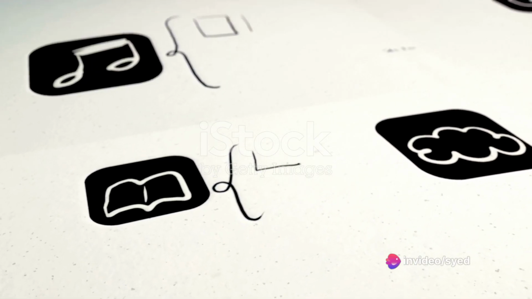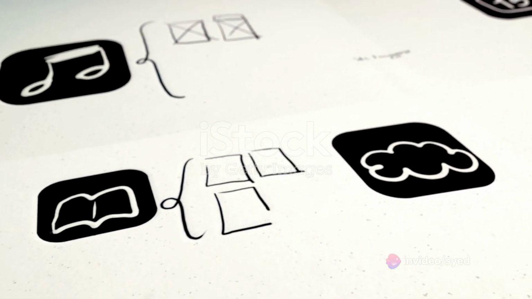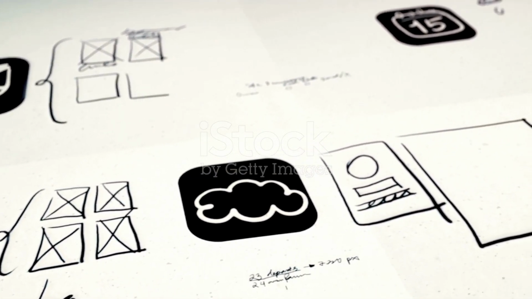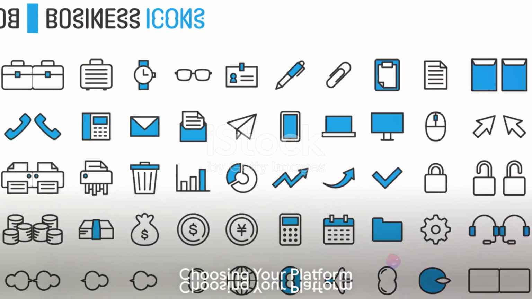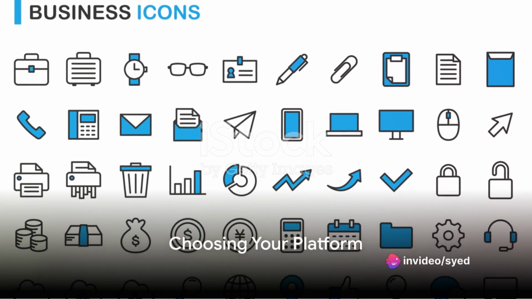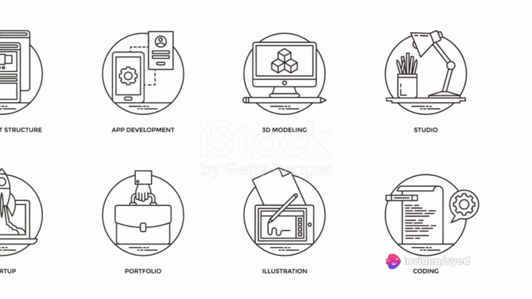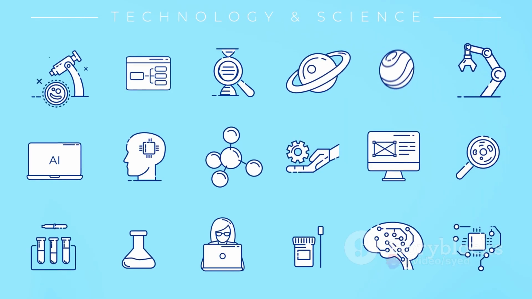With your research in hand, it's time to create a detailed plan. This includes your app's functionality, design, and a timeline for completion. Now, choose your platform. Will your app be for iOS, Android, or both? This decision will determine the technologies you use.